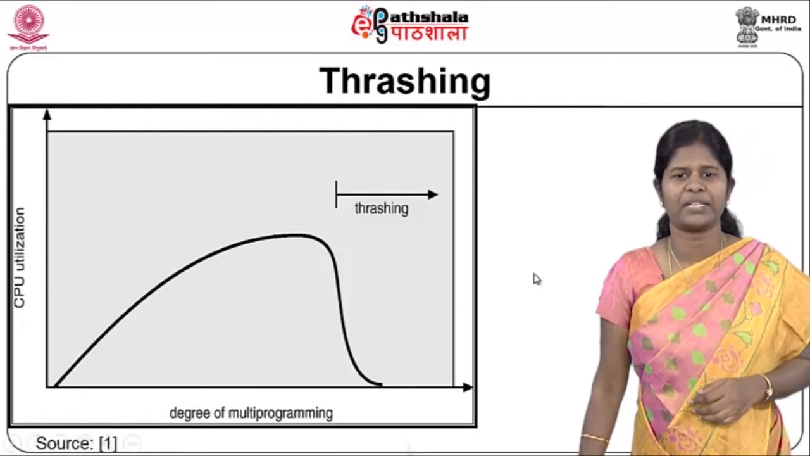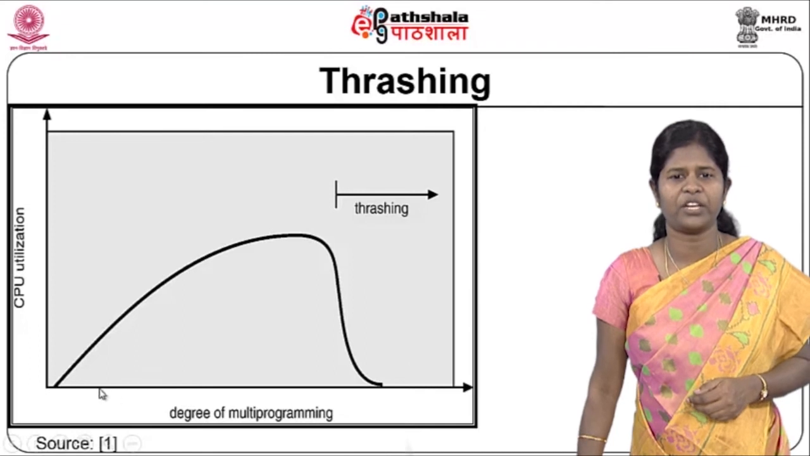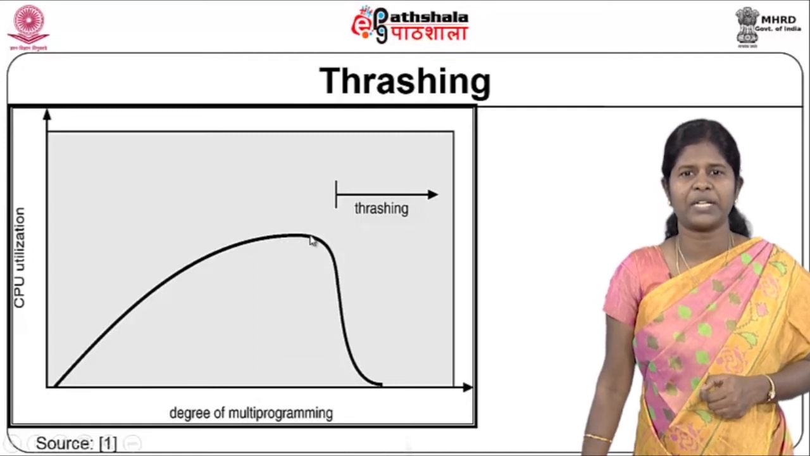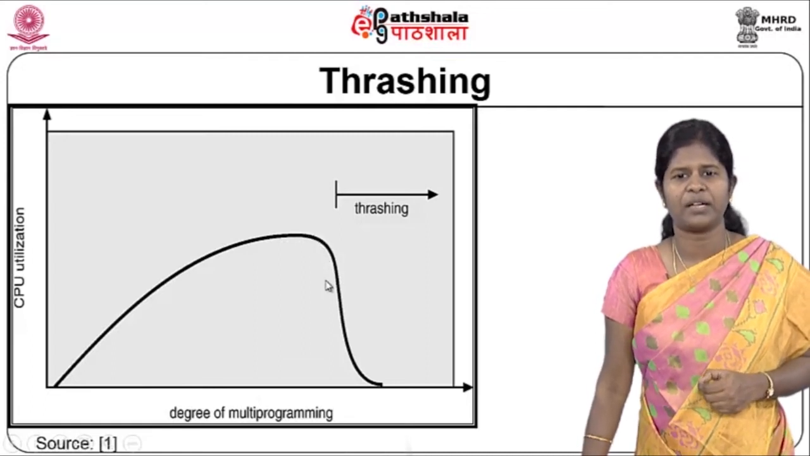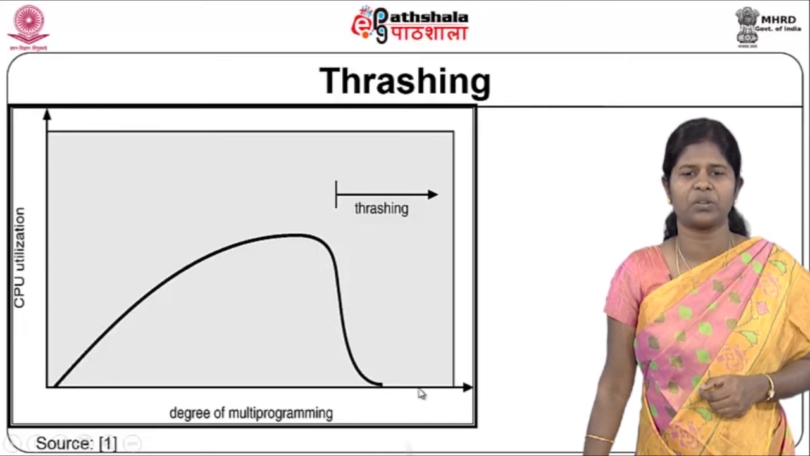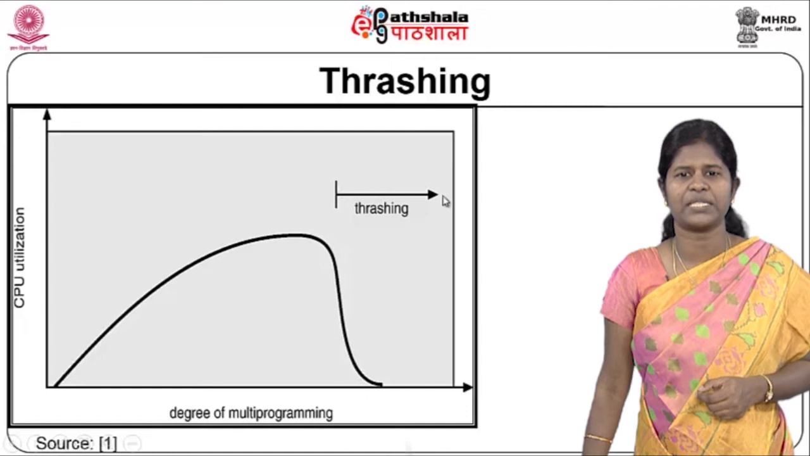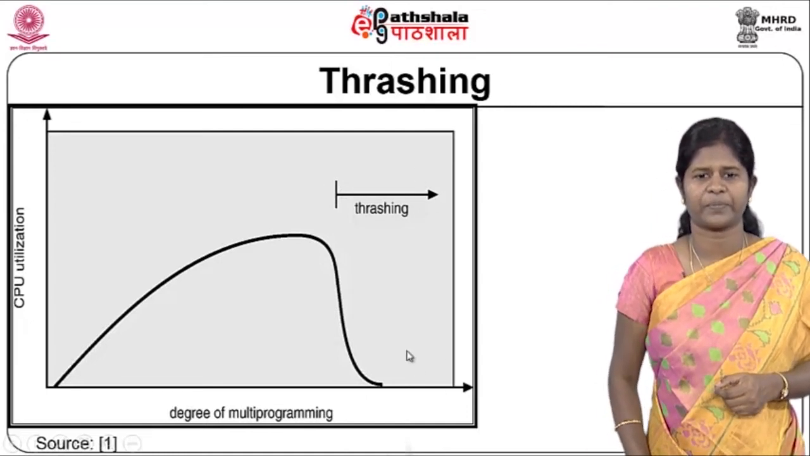So, look at this diagram. When the degree of multiprogramming is increased, up to some point the CPU utilization will increase, but after that point the CPU utilization suddenly goes down when you increase the degree of multiprogramming. So, this period is called thrashing.